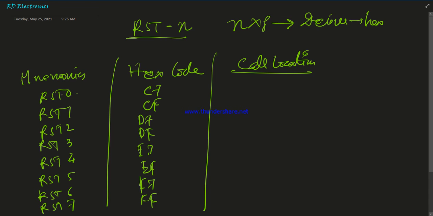For RST 0, n equals 0, so 8 into 0 is 0, which in a 4 digit hexadecimal display looks like 0000. For RST 1, 8 into 1 is 8. What is the hexadecimal code of 8? 0008.